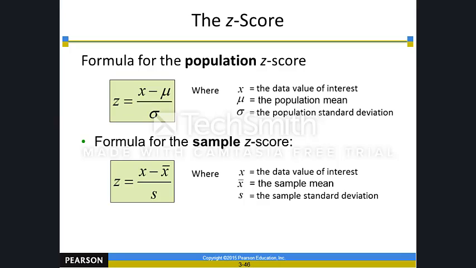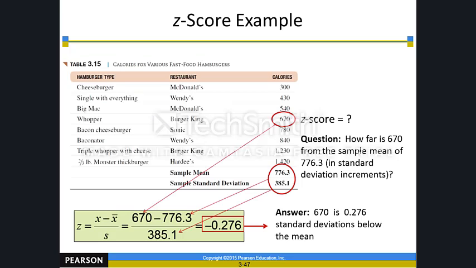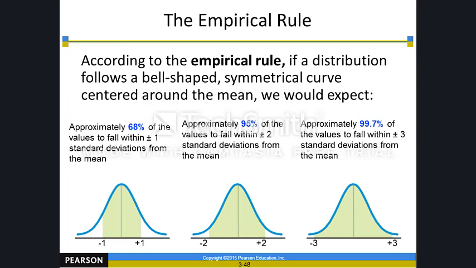How do I calculate my z-score? Z-score basically is x, that's the data point or data value of interest, minus the mean, divided by the standard deviation. So the population z-score is x minus the population mean divided by the population standard deviation. And the sample z-score is x minus the sample mean divided by the sample standard deviation. This gives us an example of how our z-score is calculated.